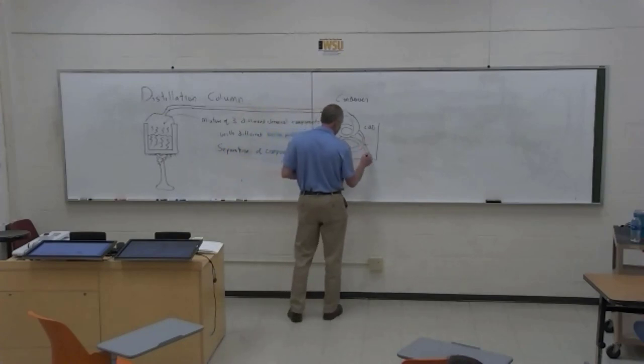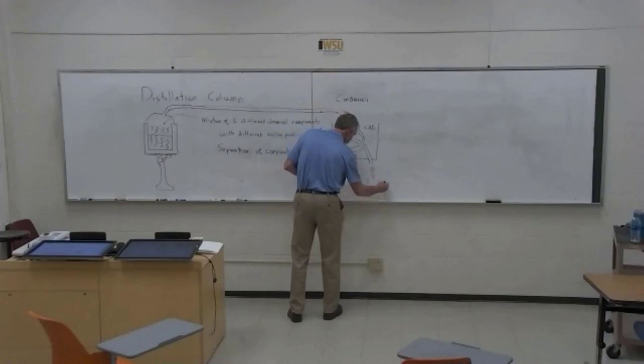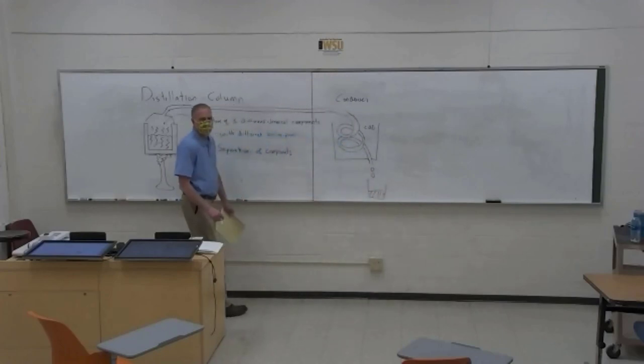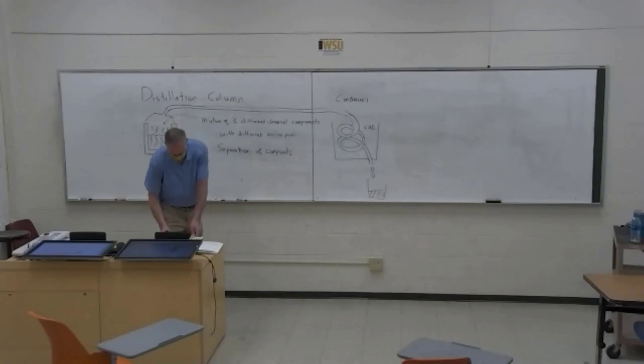So it's cold in here, and then you get liquid coming out this end. And you collect that in a beaker. And if you do it right, you get mainly one or two of these compounds that are in the original mixture. And that's distillation, you distill it out.